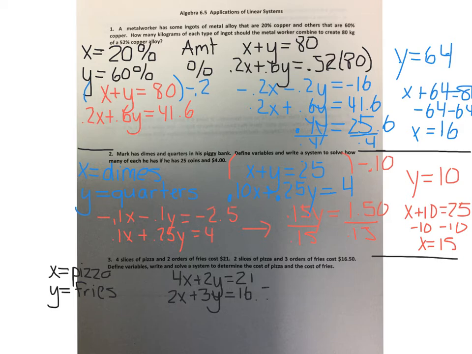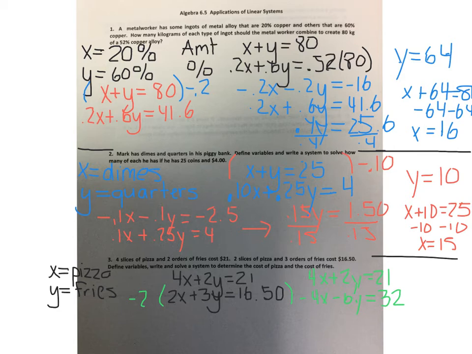Same idea as before. We can multiply one of the rows by something. I'm going to multiply the bottom row by -2, so that way my x's are going to end up canceling out. So top row staying the same. Bottom row is changing. And then we can add straight down.